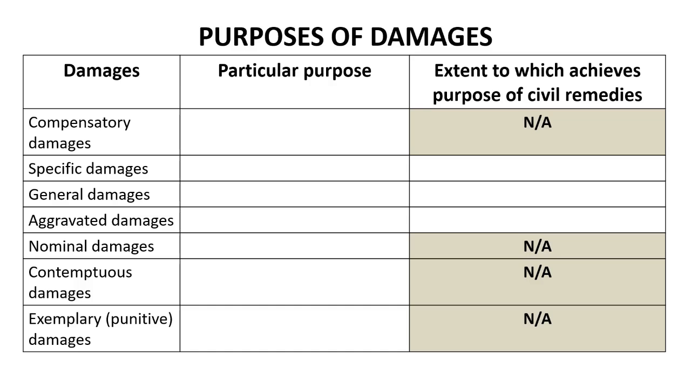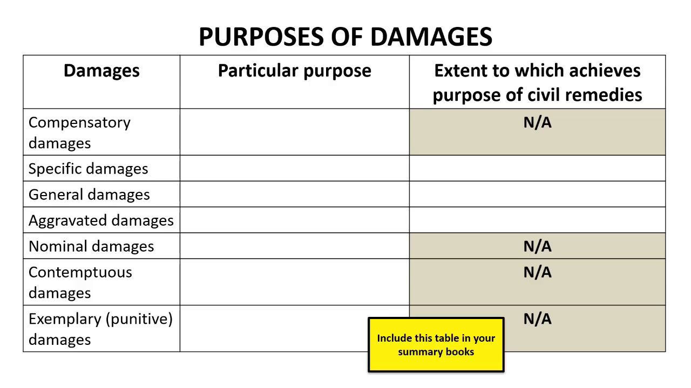On this slide, I've set out a table that you must include in your summary books. On the left-hand side of this table, I have listed the different types of damages. As we go through this video, you will need to complete the two right-hand columns of this table by summarizing the particular purposes of each of these different types of damages and the extent to which each of specific damages, general damages, and aggravated damages achieve the overarching purpose of civil remedies.